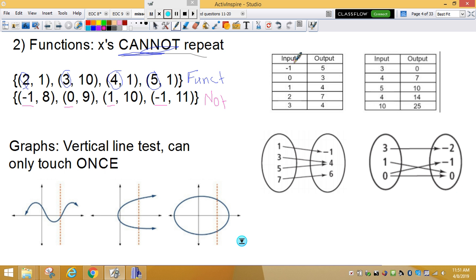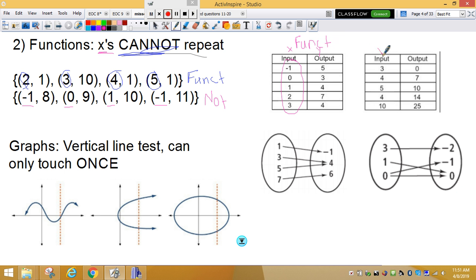All right, let's look at the tables. Tables always go x's and y's. So in tables, again, functions, all we care about are the x's. So I'm just going to look at these x's. Negative 1, 0, 1, 2, 3. Did any of those repeat? No, they did not. If they do not repeat, it is a function.